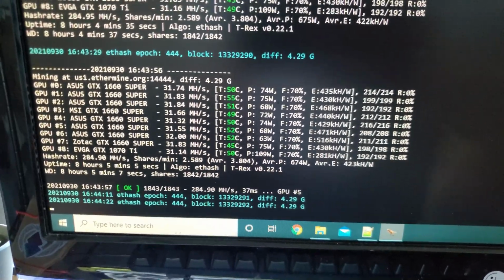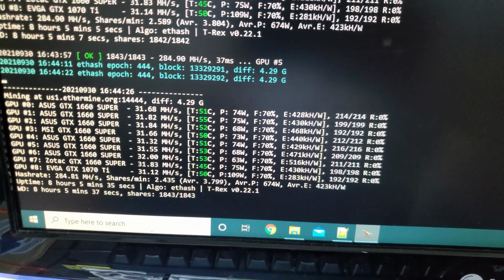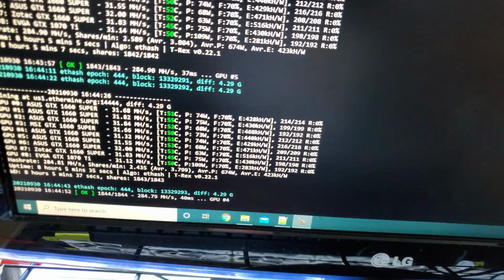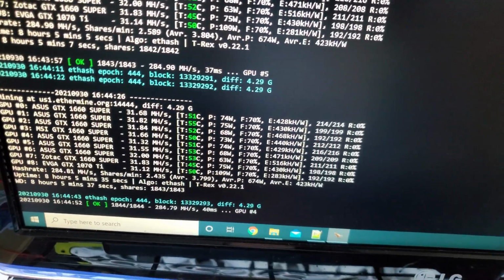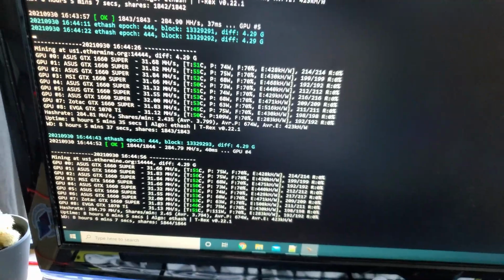So look at that. We're up to 284.9 mega hash. So that's crazy. You can see our uptime is just over 8 hours. Again, no crashes, no nothing. It's been super stable so far. And yeah, I'm really, really happy with this.